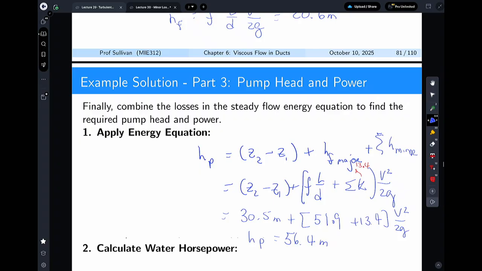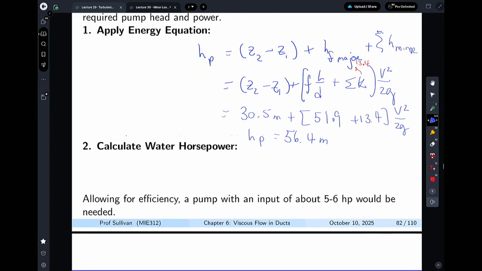Now again, you're asked to calculate the horsepower, and that's just the power of the pump, which is equal to rho G Q HP, which is equal to 3130 watts or 4.2 horsepower. So if you're solving through for this, you're going to get a value of 4.2 horsepower.